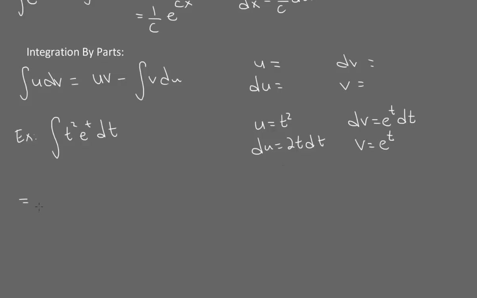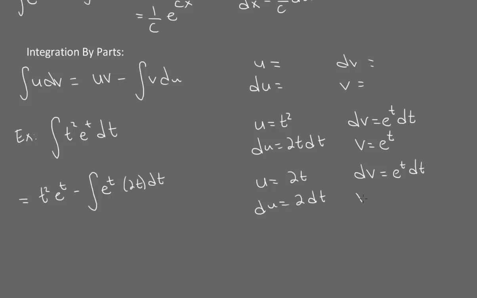Now applying our integration by parts rule, we take uv, t squared e to the t, minus the integral of v, which is e to the t, times du, 2t dt. So now we need to apply integration by parts to this. So we let u equal 2t, and then du is 2 dt. And we let dv equal e to the t dt, and then v is equal to e to the t again.